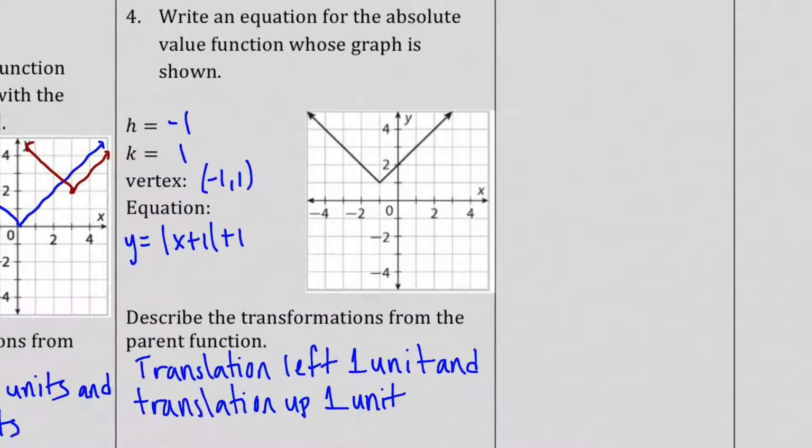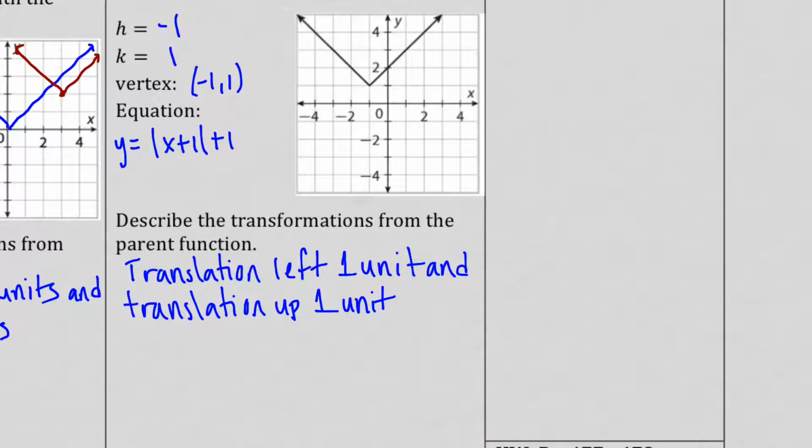Now let's look at number 4. Same idea. In this one, h is -1 and k is +1. Right? -1, +1 right there. The vertex is -1, 1. The equation is y equals absolute value of x plus 1, plus 1. Once again, look at what happened to the h. It's not -1, it's +1 when it's inside of the absolute value. What is the description? Translation: left 1 unit. Left because h is negative. Negative means left, positive means right. And up 1 unit because k is positive.